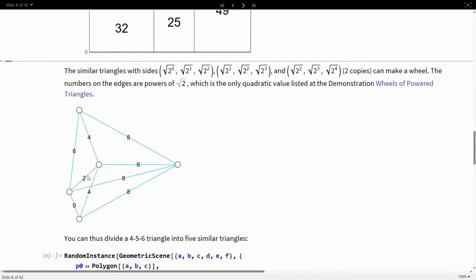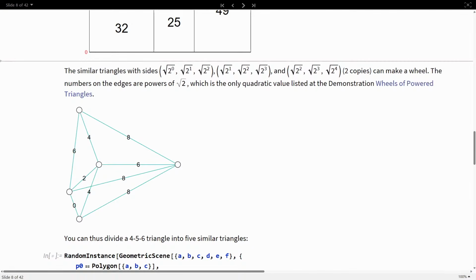We can also take a look at this triangle where all the numbers on the edges are powers of the square root of 2. This is a way of surrounding a point with similar triangles. For example, this side is length 1, this side is length square root of 2, I think, and this one is length 2.